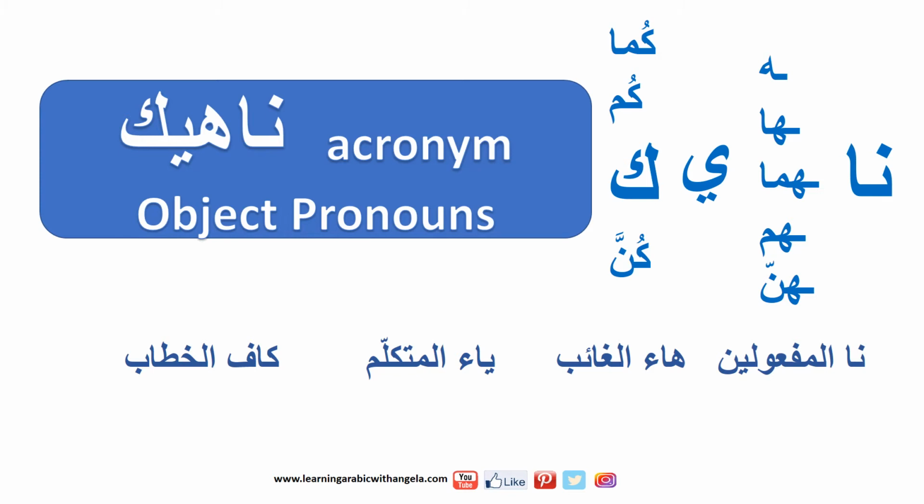For object pronouns, there is a famous acronym that helps the learner remember all the pronouns that can be in the accusative case, and that is ناهيك, and it represents the na and the ha and its different forms, and the ya and the kaf. So na المفعولين, ha الغائب, يا المتكلم, وكاف الخطاب. And I'll give you examples soon.